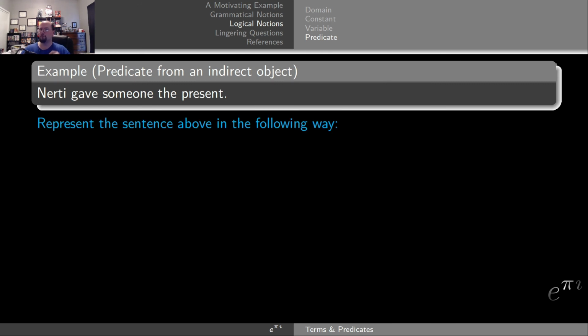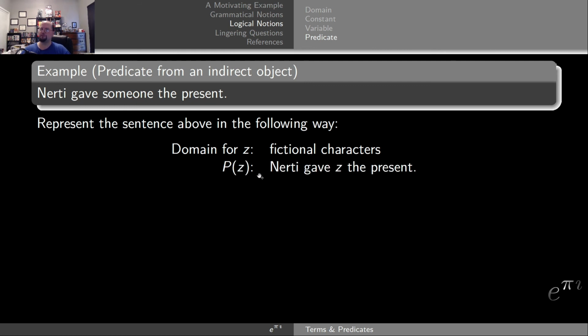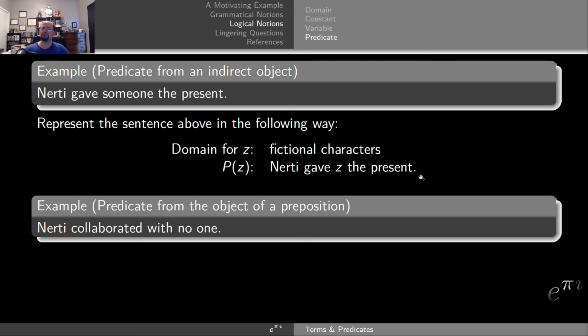My variable here will be z, and since there she is fictional, the someone here is going to be fictional also. So the domain for z will be fictional characters. My predicate, what I'm going to call p of z, will be the following: there she gave z the present, giving me my predicate here. But I can also do this with objects of prepositions.